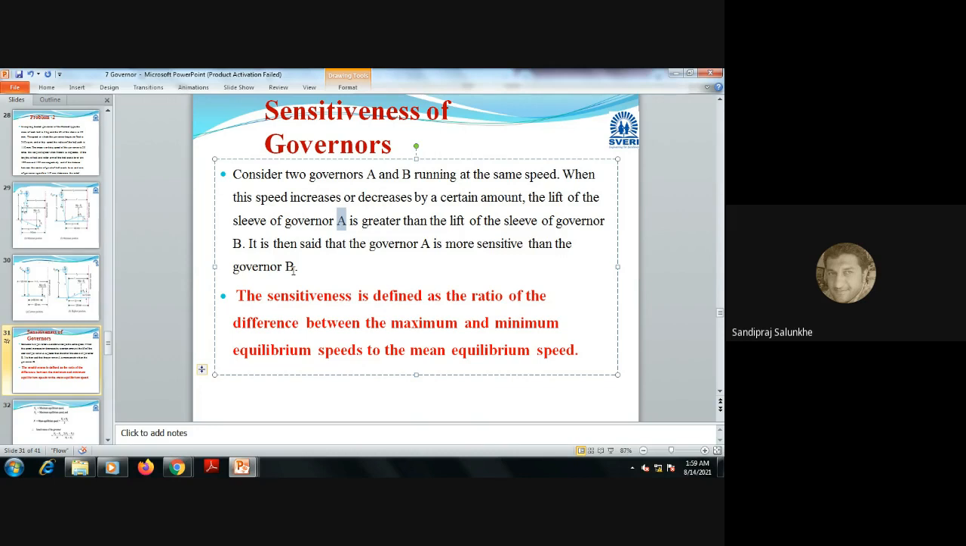So sensitivity means, the sensitivity is defined as the ratio of difference between the maximum and minimum equilibrium speed to the mean speed, or mean equilibrium speed. म्हणजे मॅक्सिमम इक्विलिब्रियम स्पीड आणि मिनिमम इक्विलिब्रियम स्पीड, ओके, ह्यातला डिफरन्स डिवाइड बाय मीन इक्विलिब्रियम स्पीड. आता हे कसं कॅल्क्युलेट करणार आपण? तर speed at which the radius is maximum, that is maximum equilibrium speed, and speed at which radius is minimum, that is minimum equilibrium speed, divided by the speed when this radius is mean in between those two, that is mean radius.